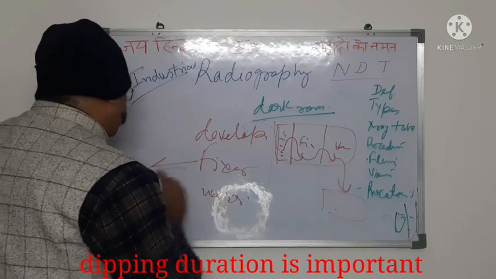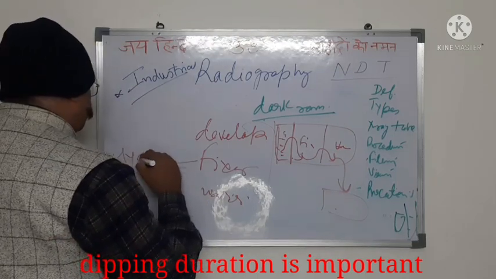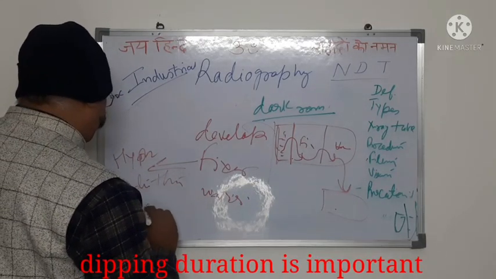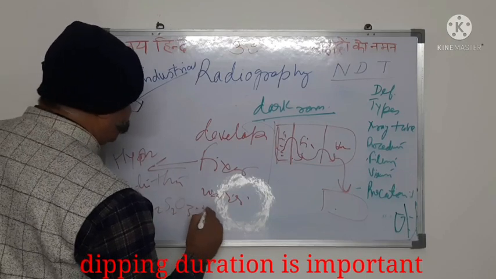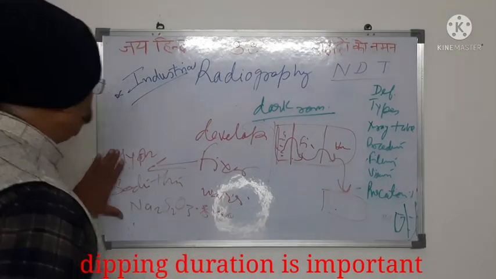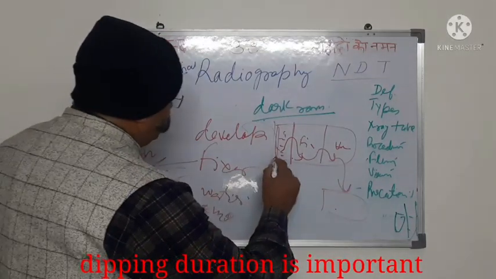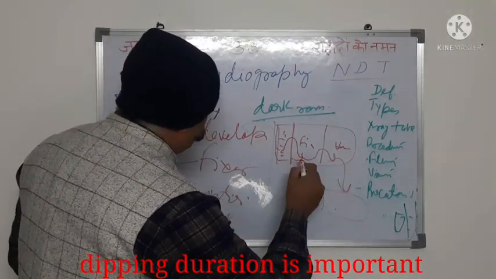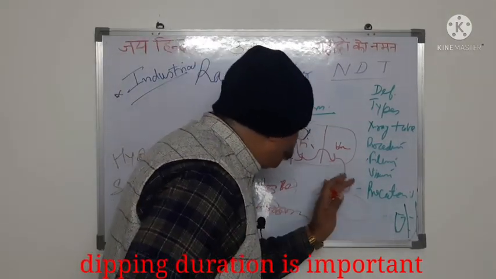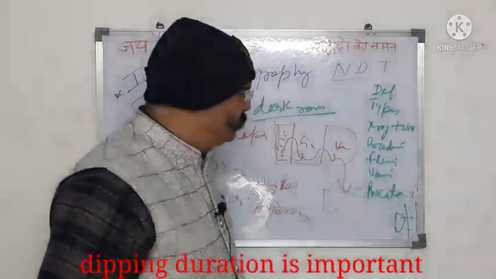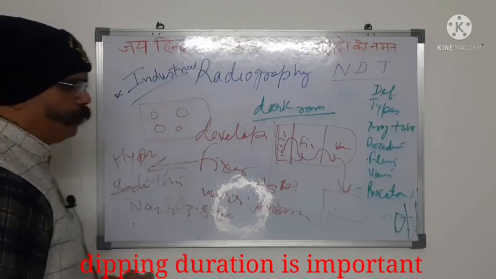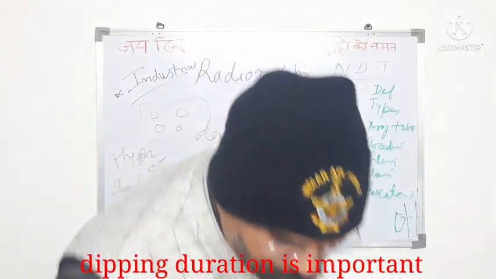Fixer is called hypo, sodium thiosulfate, Na2S2O3 with some water of crystallization, 5H2O or so. It is a material called hypo. X-ray films are passed from the developer to the fixer, and then when you clean and dry it, the X-ray film will have the information on it, and that you can view on a viewer.